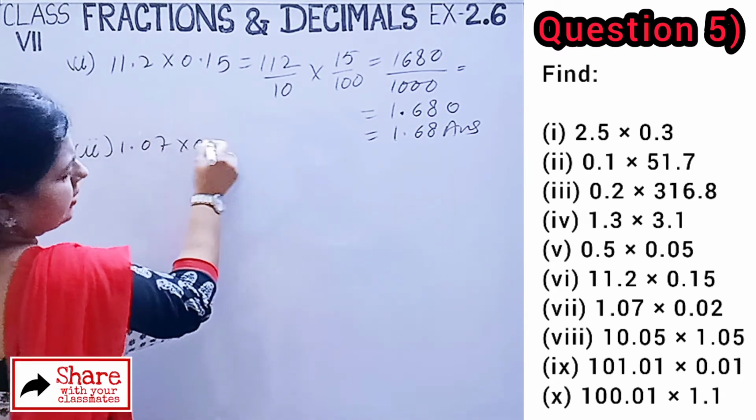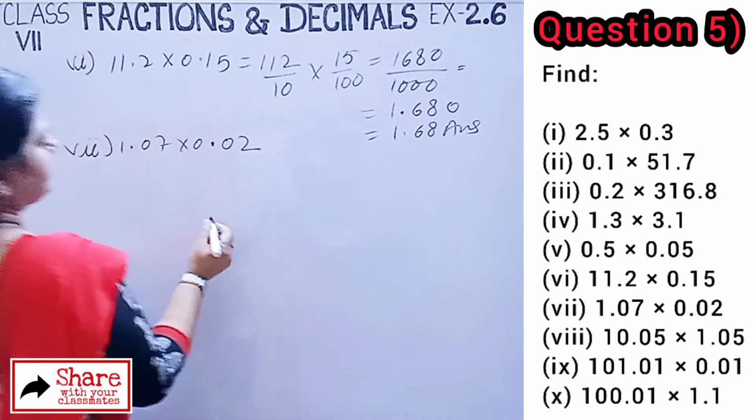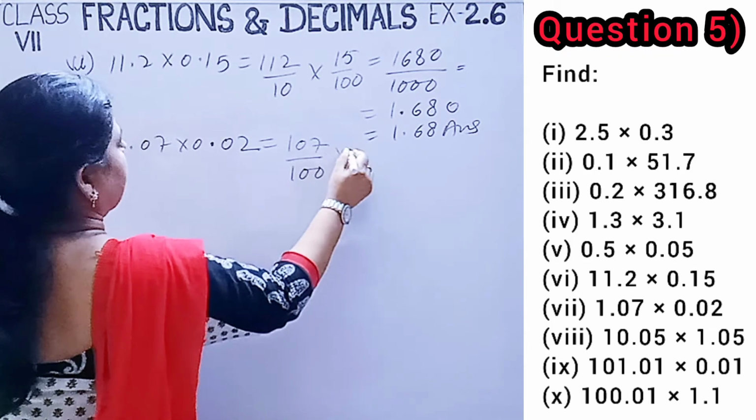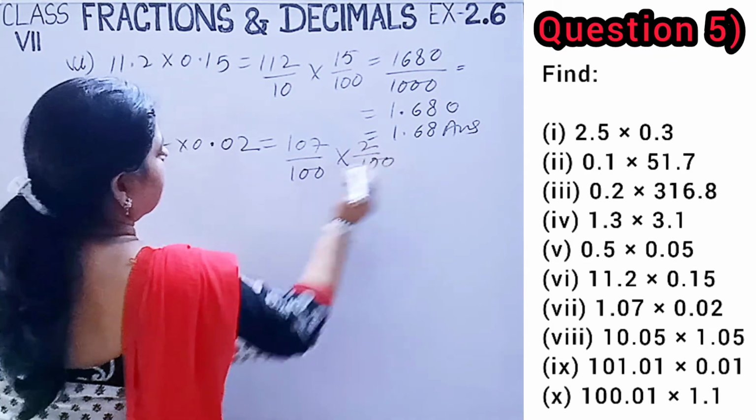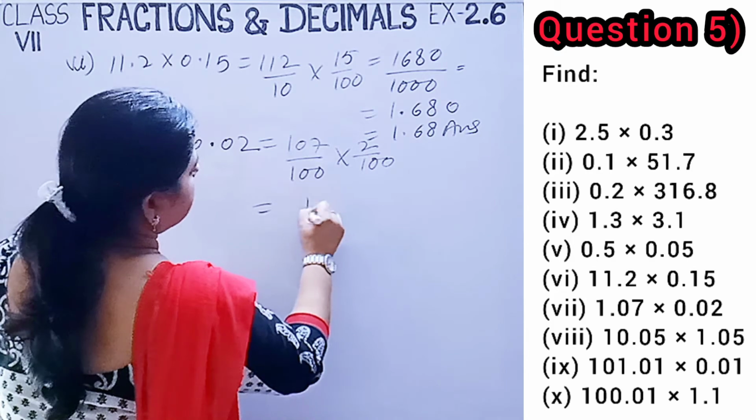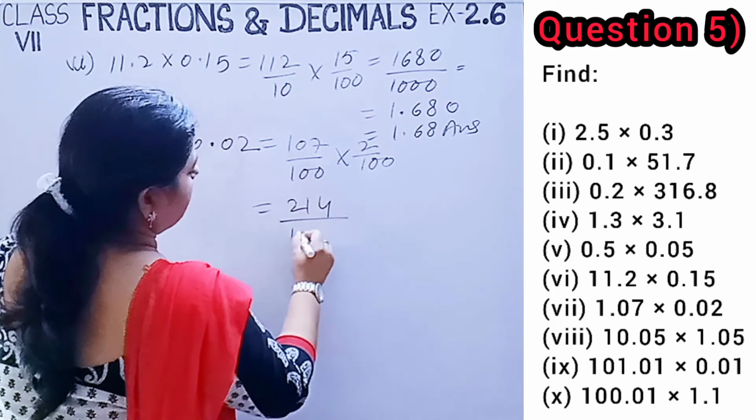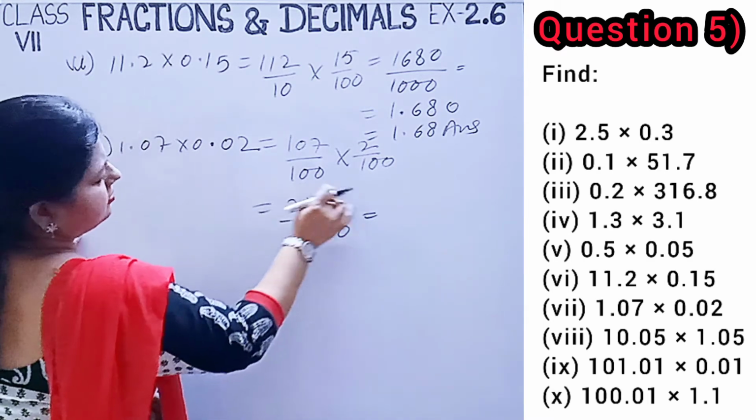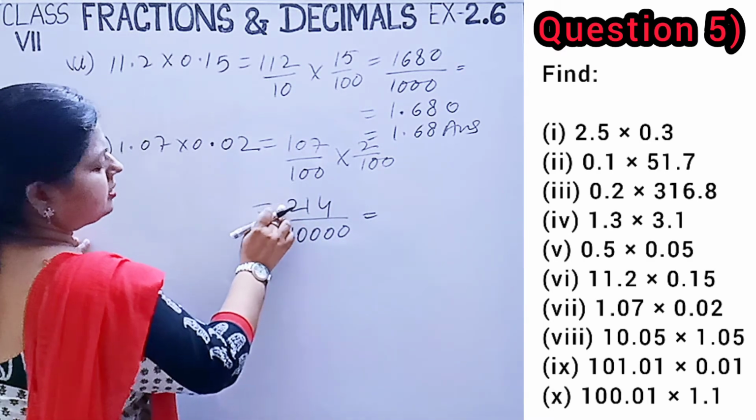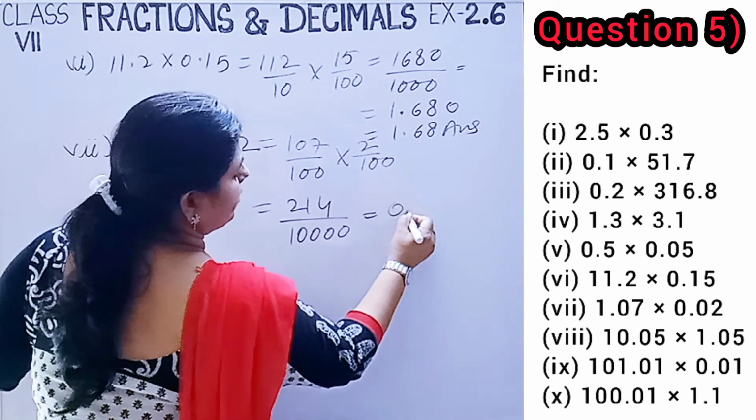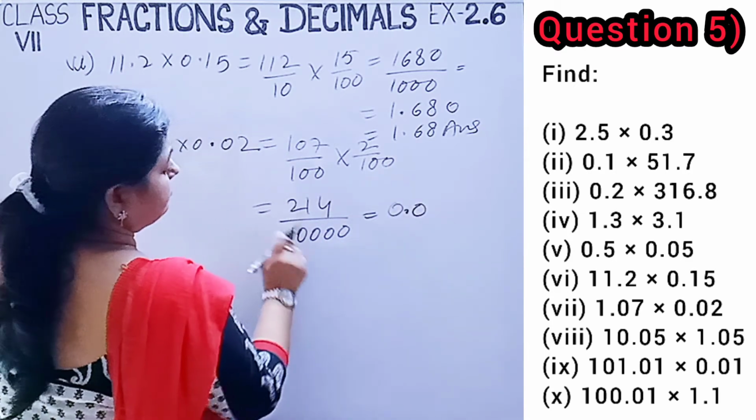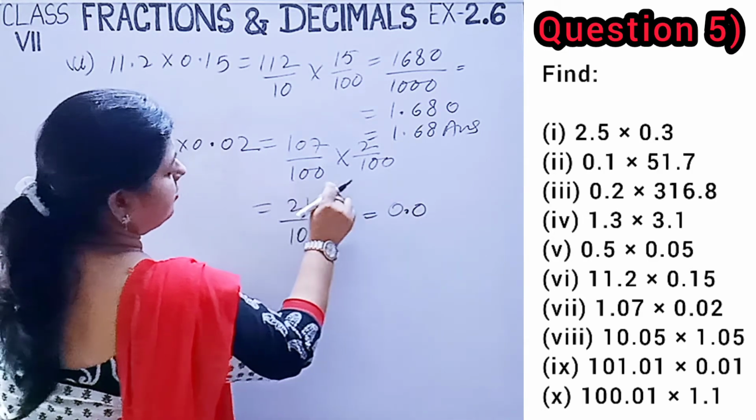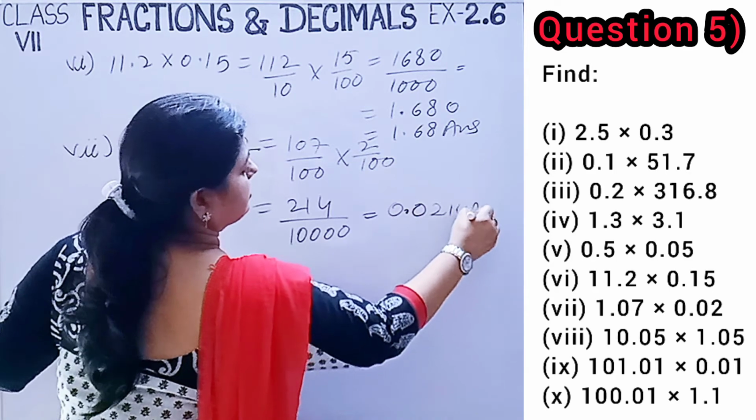Seventh part, 1.07 into 0.02. So 107 upon 100 and 2 upon 100. 2 sevens are 14 and 2 ones are 2 upon 10,000. So 4 zeros here and we have 3 digits. We have to put here one more zero. So 0.0 and 4 zeros here. So 1, 2, 3, 4. Answer.